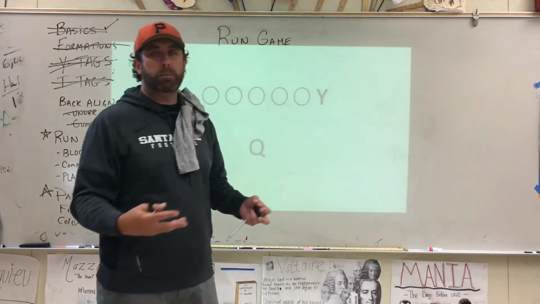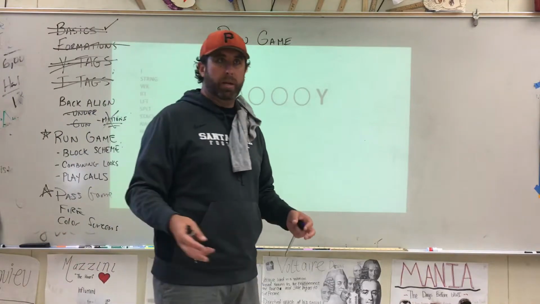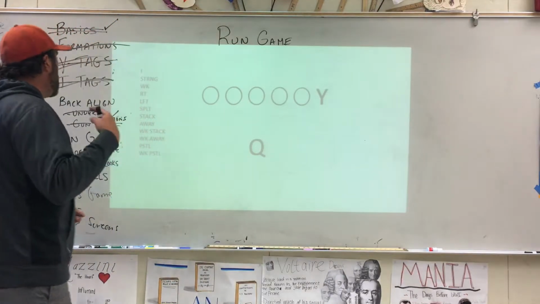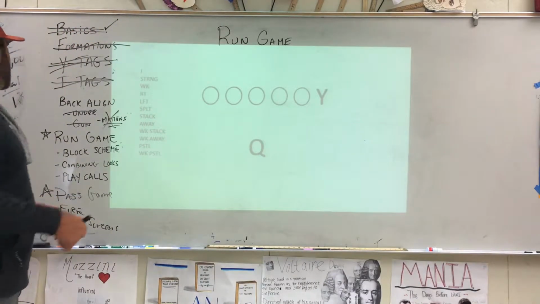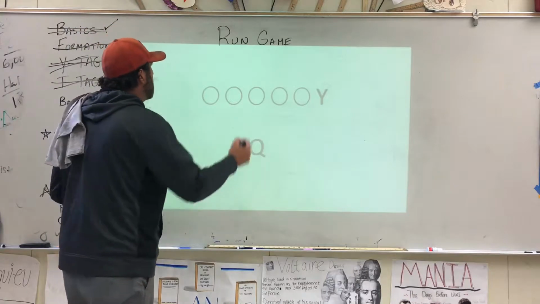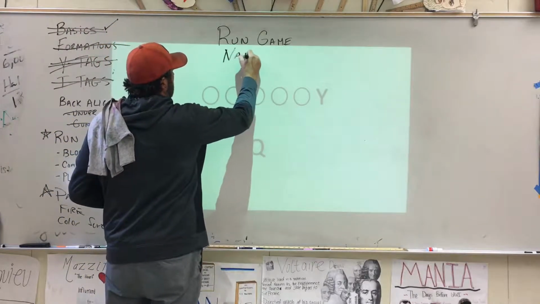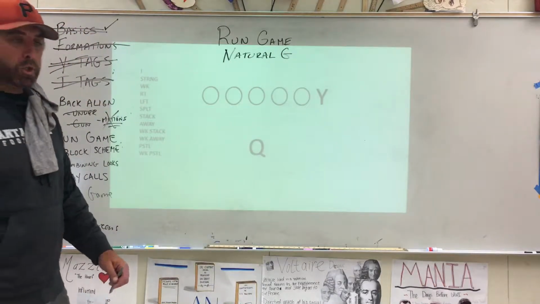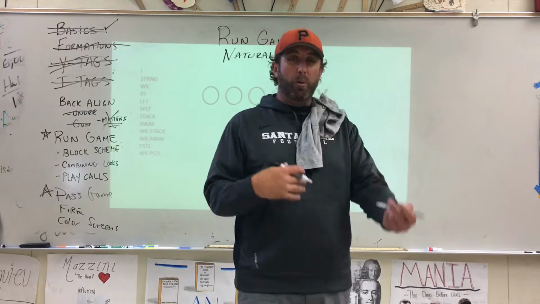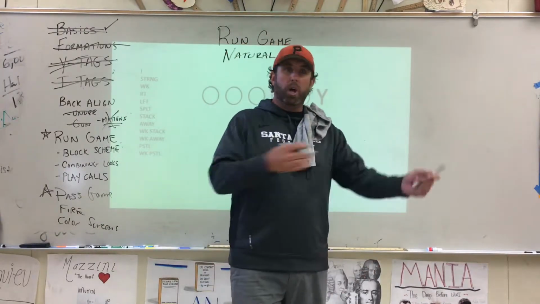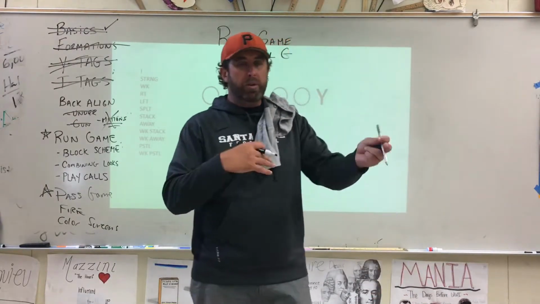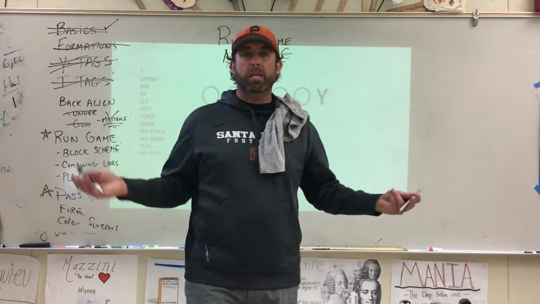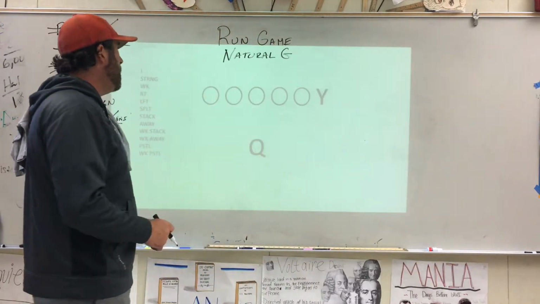We have the natural G. We have the blast. But I don't want to refer to them as run plays. Let's refer to them as run blocking schemes. So, our main run game blocking scheme is the natural G. That's it. If you watch us play a game on Friday night, you'll see all this stuff moving around, play action, faking the pass, and then run the ball. You go, oh, that was natural. So we run natural quite a bit.